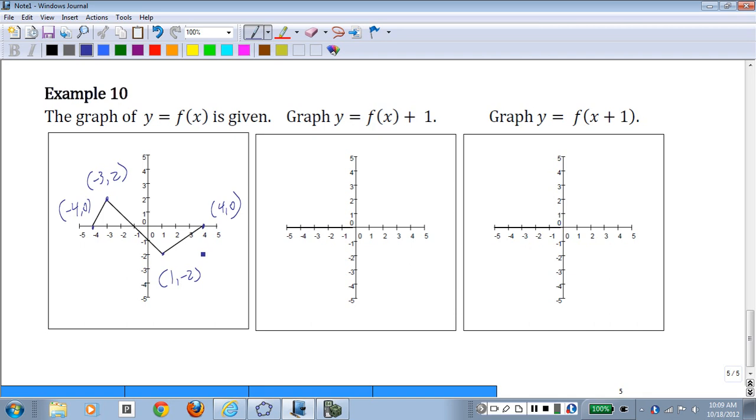transformation. If we add 1 to the right-hand side of the function, it shifts the graph 1 unit which way? Up, up. It adds 1 to each y coordinate. So that's what we want to do. -4, 0 then goes to what point?